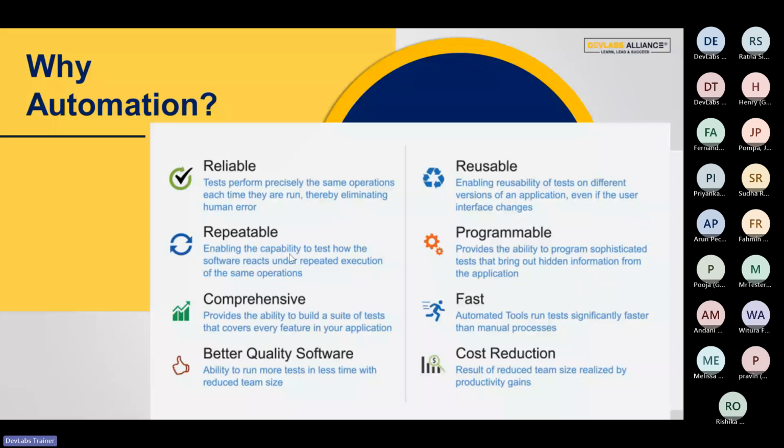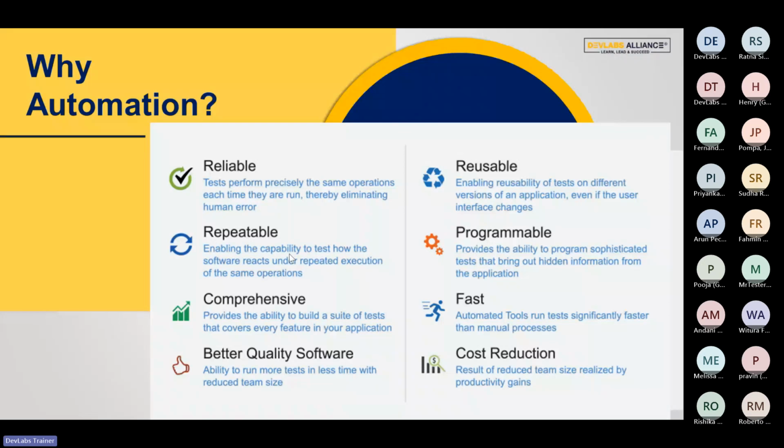And automation is reliable. These tests perform precisely the same operations each time they run, thereby eliminating human errors. Reusable. Whatever automation components or framework utilities we write as part of our automation, we can reuse the same components for different tests, enabling the reusability of tests on different versions of an application. Even if the user interface changes, it enables the reusability.